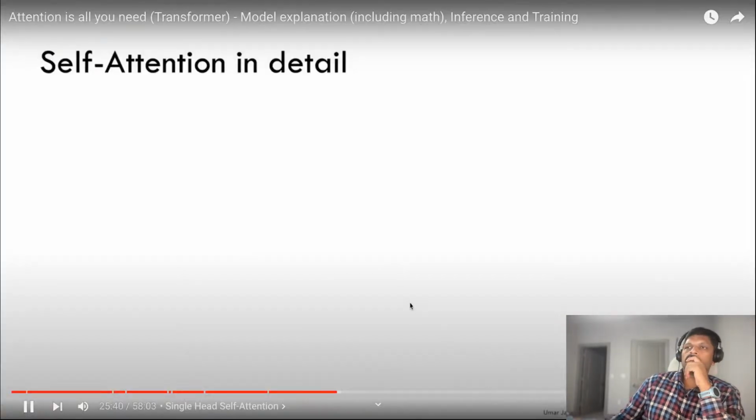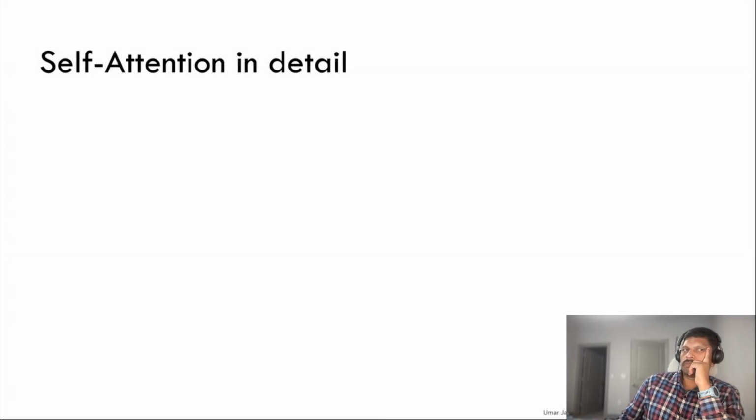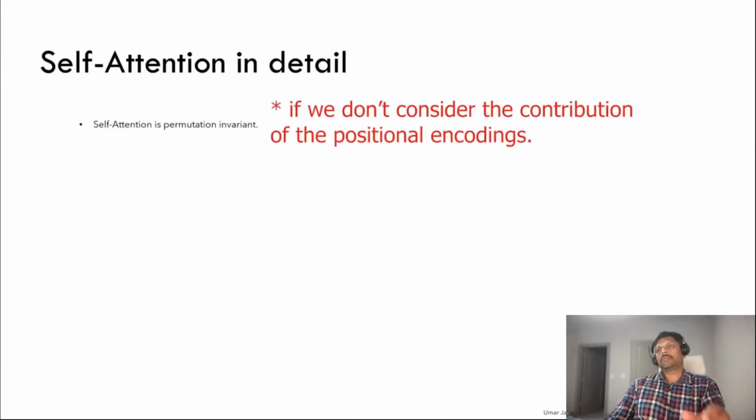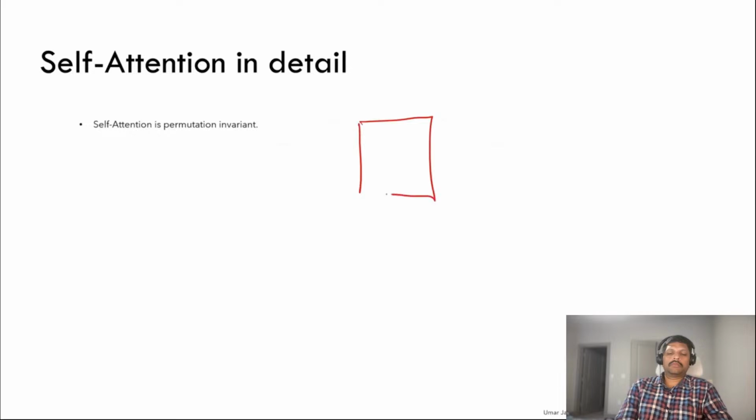Self-attention has some properties that are very desirable. First of all, it's permutation invariant. What does it mean to be permutation invariant? It means that if we have a matrix, let's say first we had a matrix of 6 words. In this case, let's say just 4 words. So A, B, C, and D.